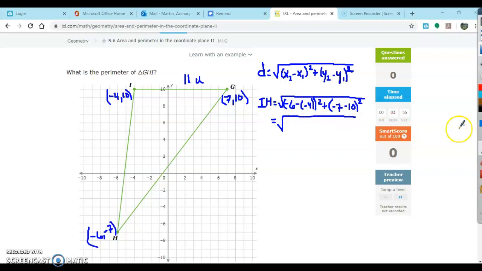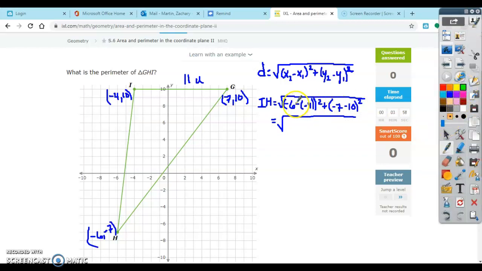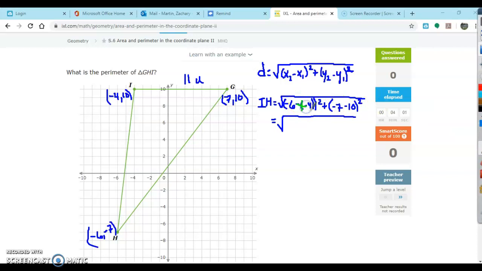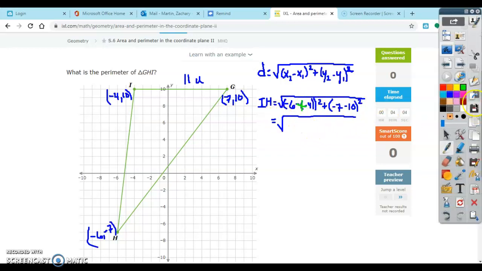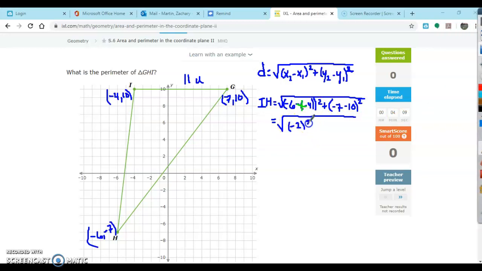-6 minus -4, well, like I said in the previous video, subtracting a negative is basically like adding that positive value. So -6 plus 4 is -2, squared, plus -7 minus 10, that's -17, squared. So that equals 4 plus 289, which is 293. So that's the square root of 293 units. We're just going to leave it like that.